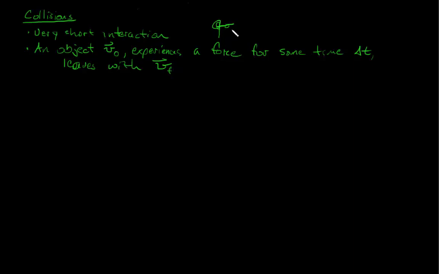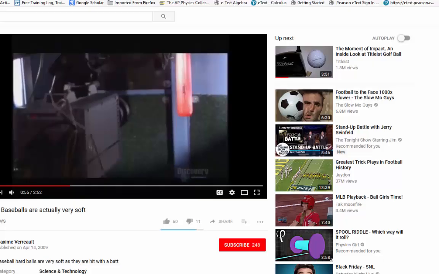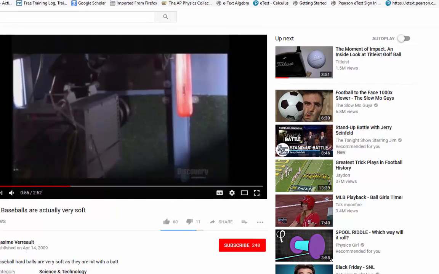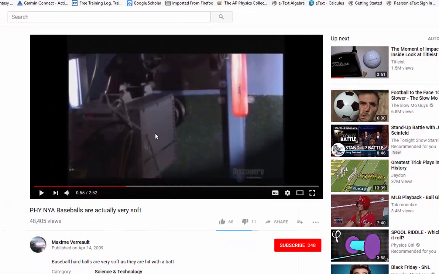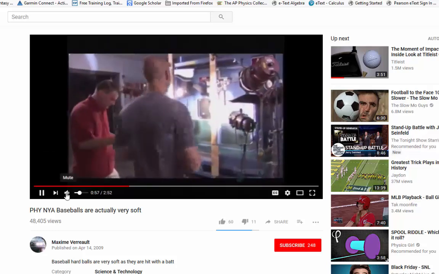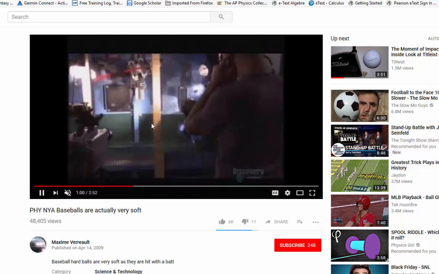All right, so what actually happens during a collision? Let's watch this little piece of a video. Okay, so what we're looking at right here is a facility, I think it's the University of Massachusetts. They test baseballs and baseball bats, and so they've set up a high-speed camera here, and they're going to record the collision between a baseball and a baseball bat. You ready? What we want to pay attention to is what's happening during the collision.